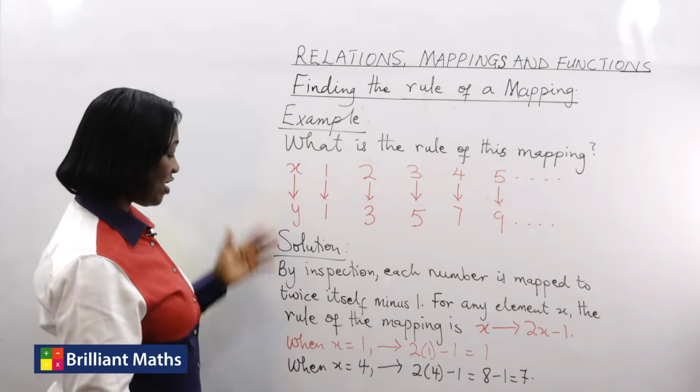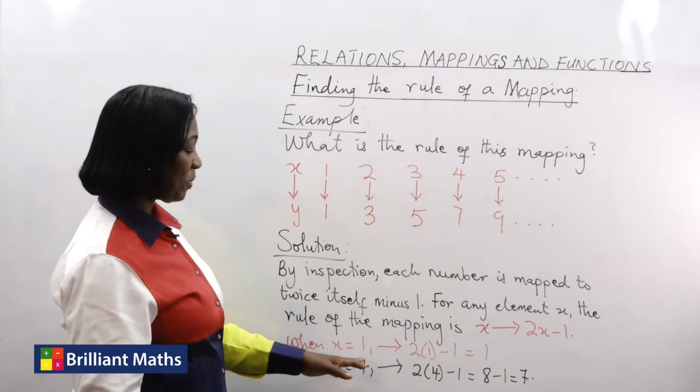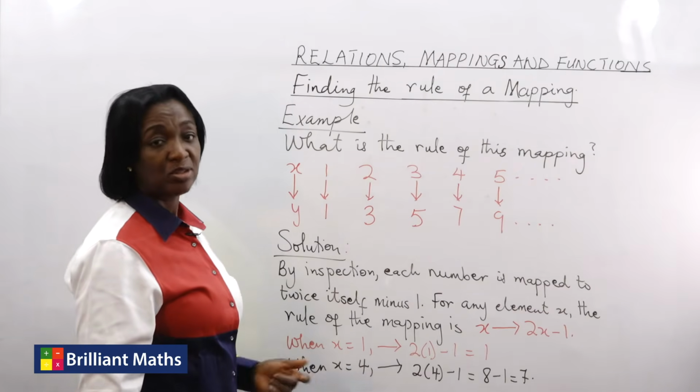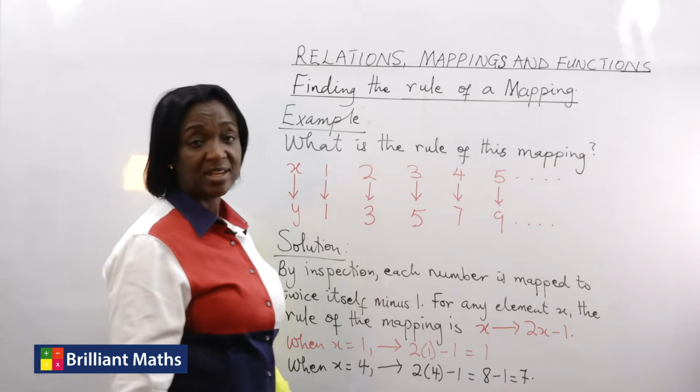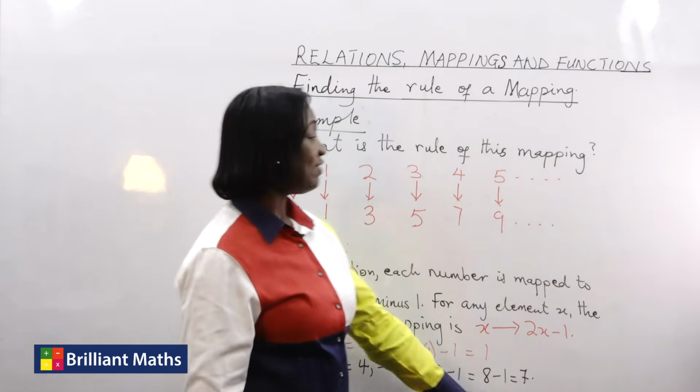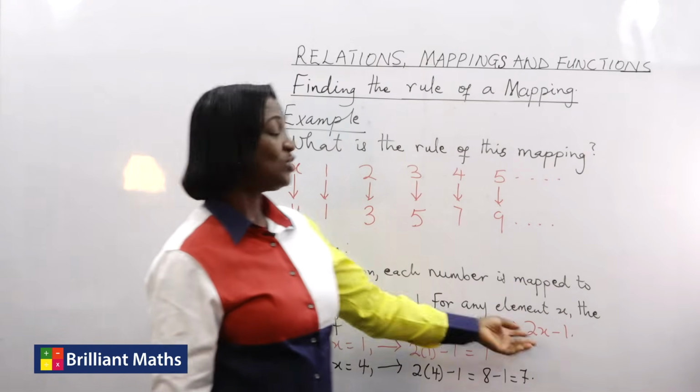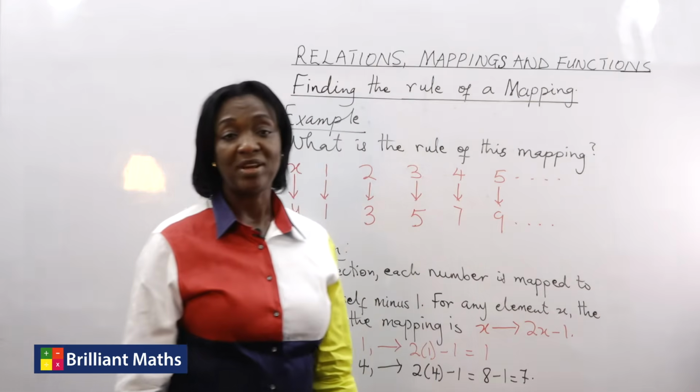So to check, we've already done that. When x is 1, 2 times 1 is 2, 2 minus 1 is 1. And when x is 4, 2 times 4 is 8, and 8 minus 1 is 7. So the rule for this mapping is 2x minus 1.